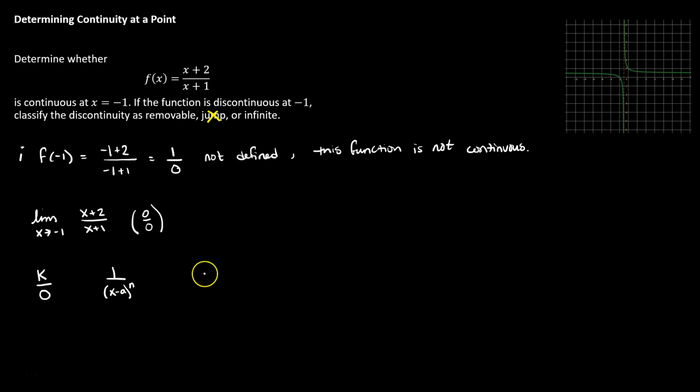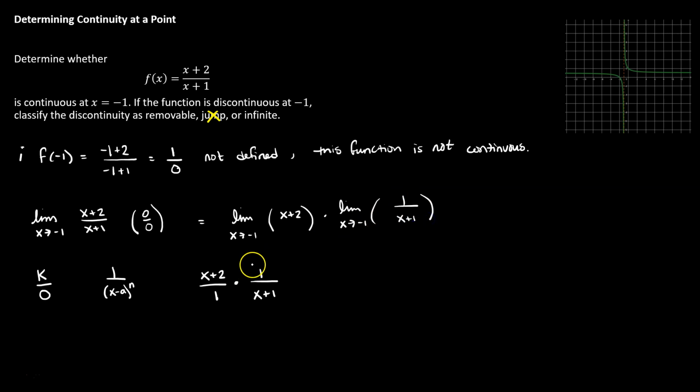So we're going to factor our expression so that it looks like (x plus 2) over 1 times 1 over (x plus 1). And then I'm going to use my limit laws to separate the limit into two pieces. Because we have a product when we factored it, we're able to separate the limits into two different limits. The first limit doesn't have any kind of problems with it. I plug in -1 and that works out to be +1. The second limit, however, as x approaches -1, this turns into a 0 in the denominator.